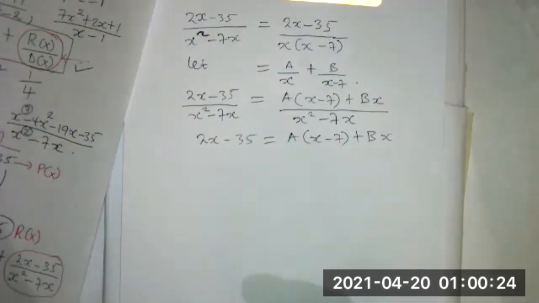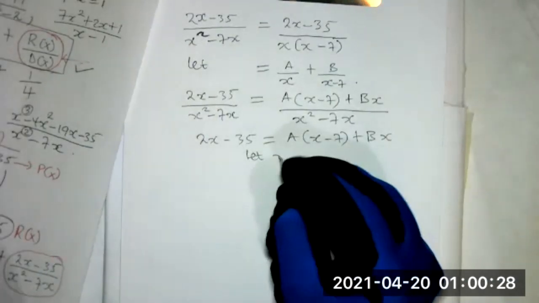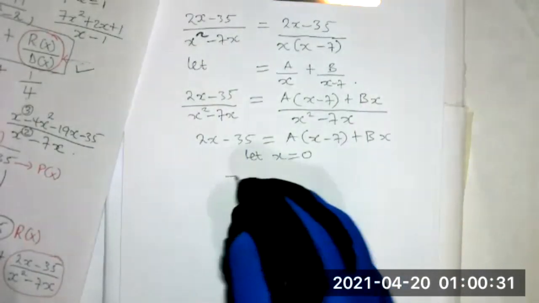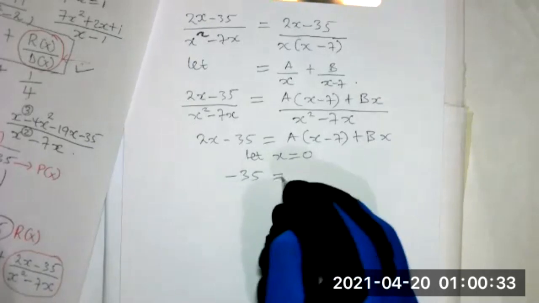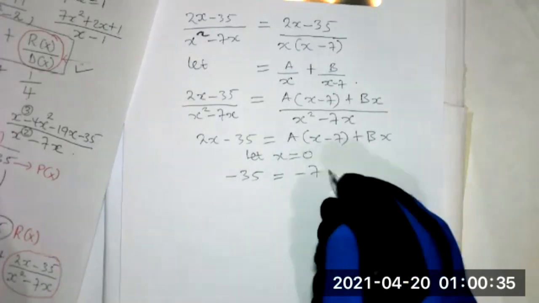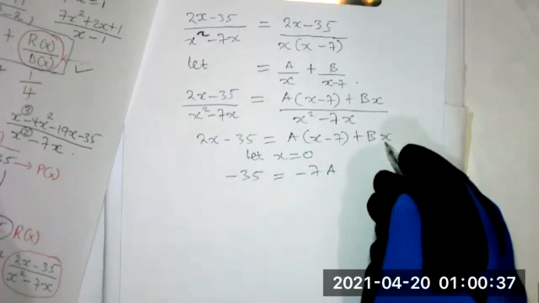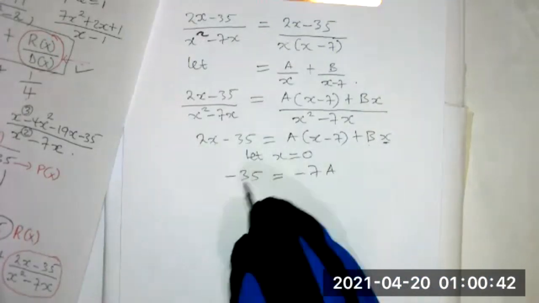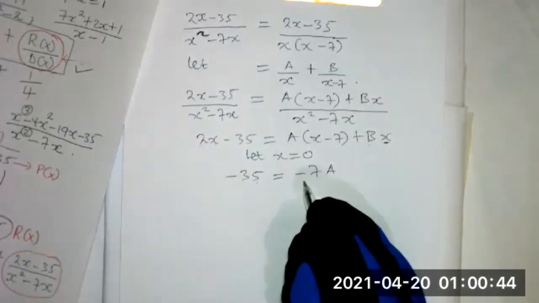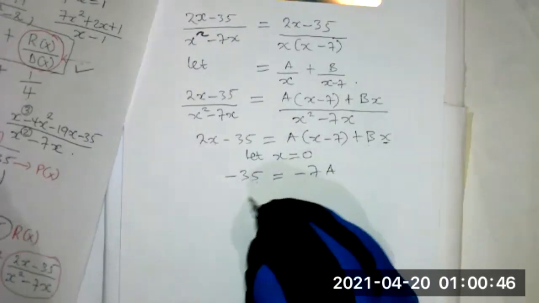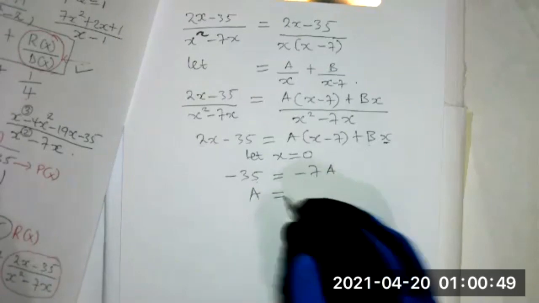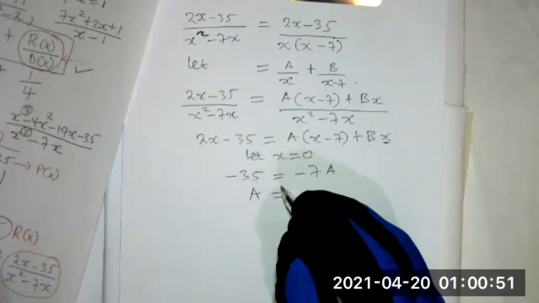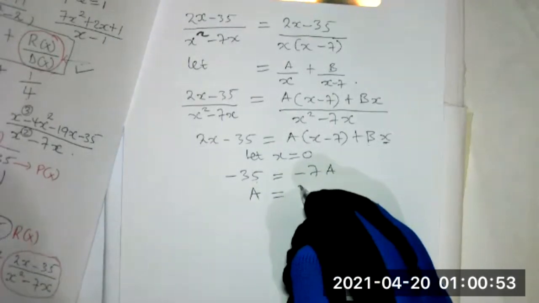Maybe I can start with 0. Let x equal 0. I will have minus 35 equal to minus 7a. Take note that when we put 0 here, b times 0 goes. We remain with minus 35 equals minus 7a, implying that a is equal to minus 35 divided by minus 7. That will be 5. a will be equal to 5.